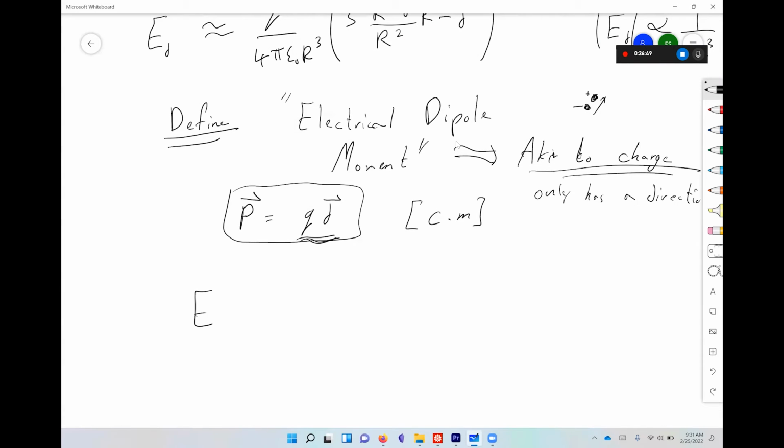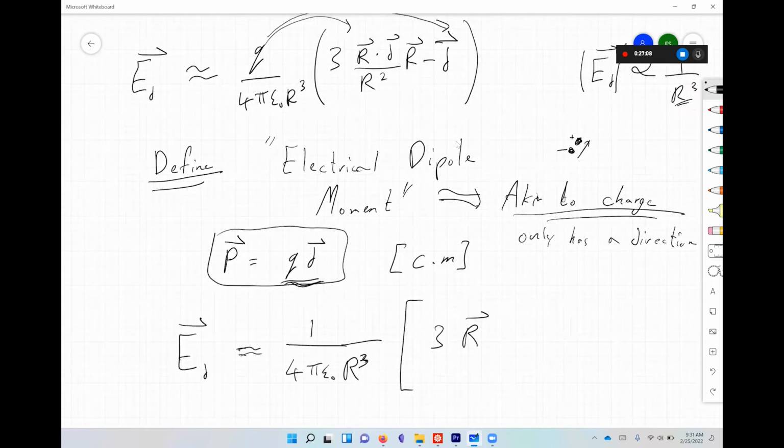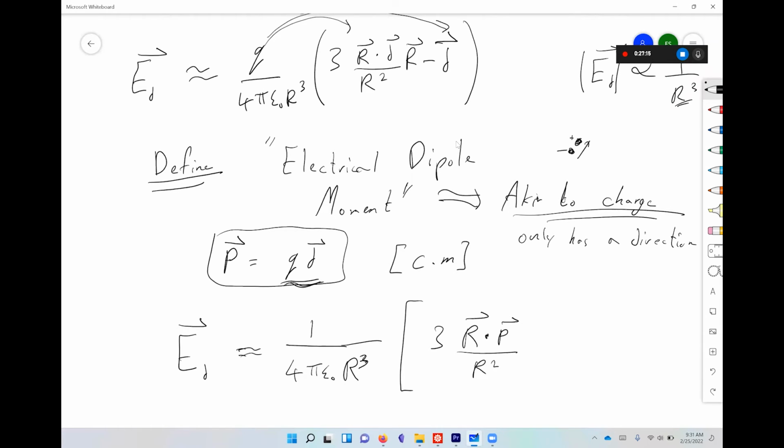So the electrical field of a dipole is approximately, of course, 1 over 4 pi epsilon naught R cubed, inverse cube law, and then 3R, the Q multiplies the D and gives me P, dot P over R squared R minus P, in Newton per Coulomb.